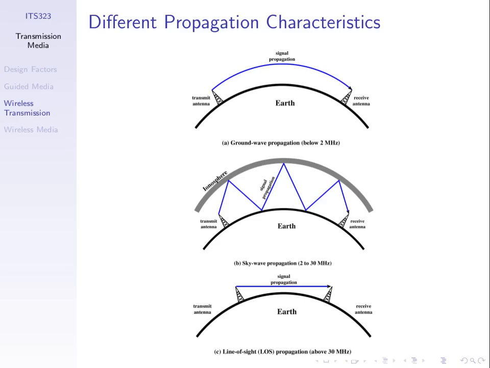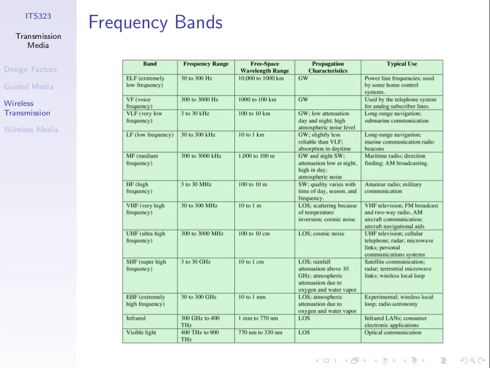So depending upon the frequency of our signal, the signal propagates in different manners. This table captures a more detailed range of frequencies and some typical uses of signals at those frequencies, some example applications, and the propagation characteristics. And it's divided by these bands that we introduced yesterday, like low frequency, ultra high frequency, infrared, and visible light. Let's just look at a few selected examples.